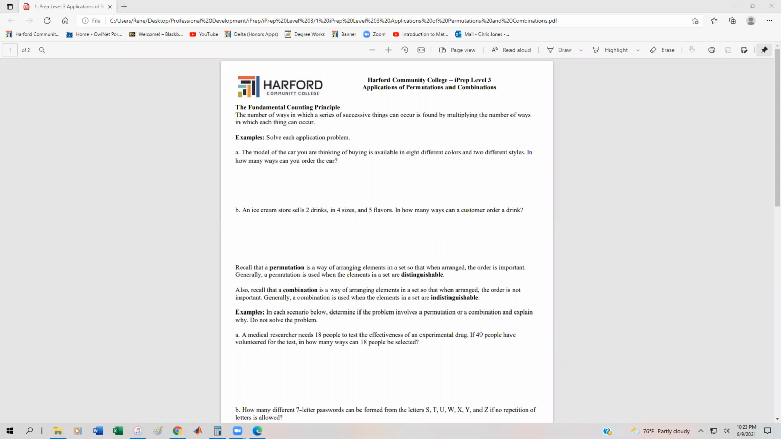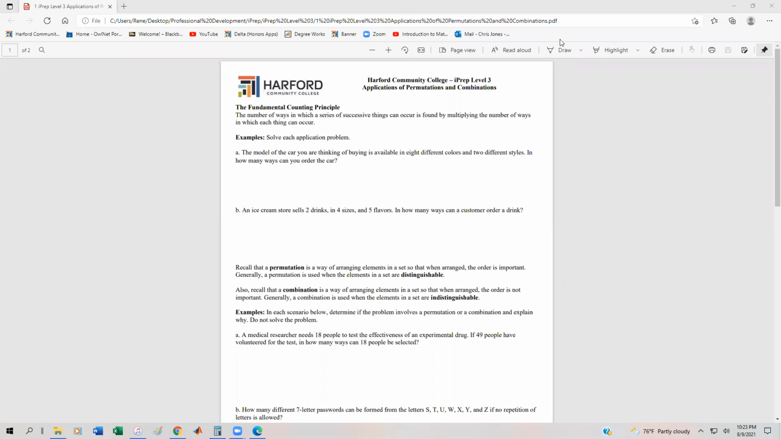In this video, we're going to take a look at how we can use permutations and combinations in applied problems. And before we can start doing that, we have to take a look at one rule of counting methods, and that's called the fundamental counting principle. And it's actually really easy to employ.